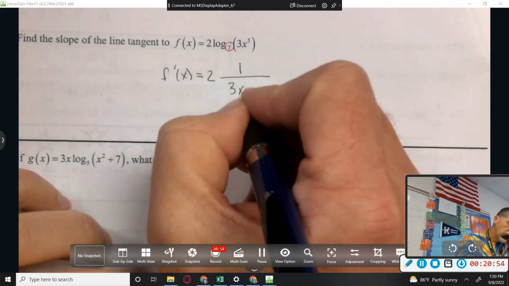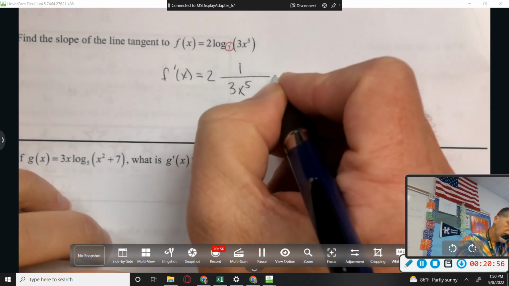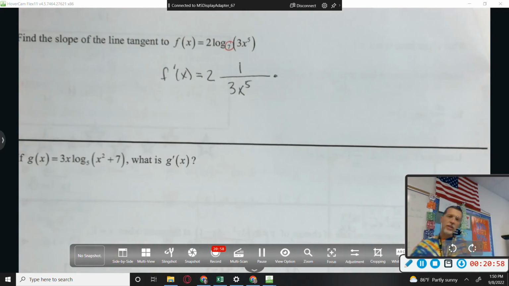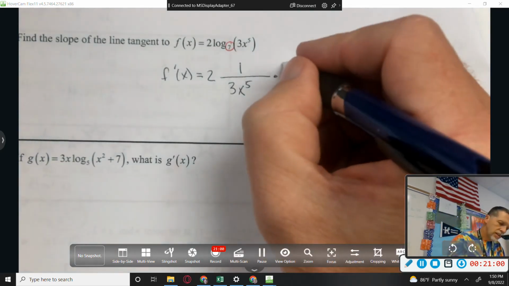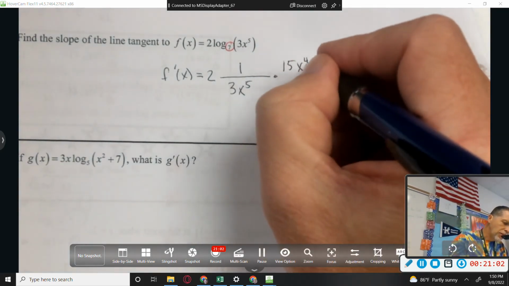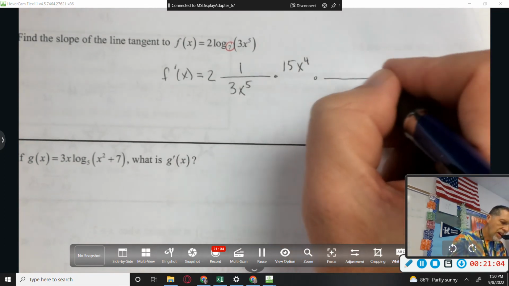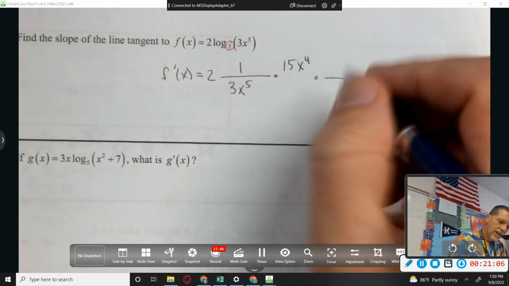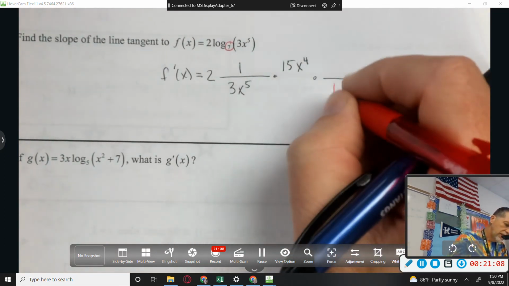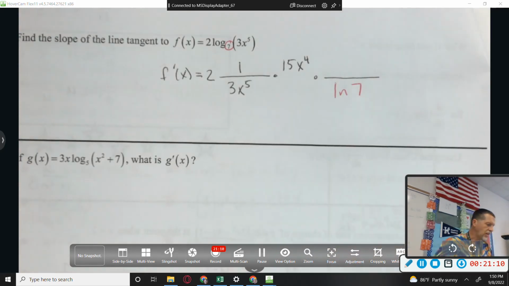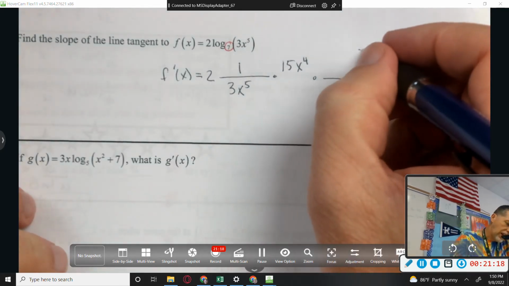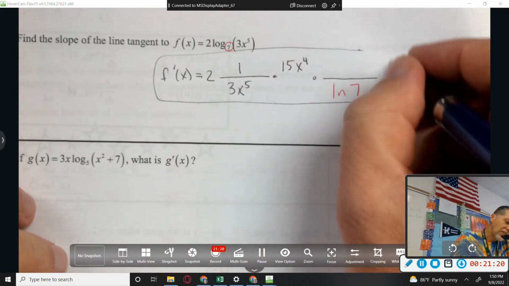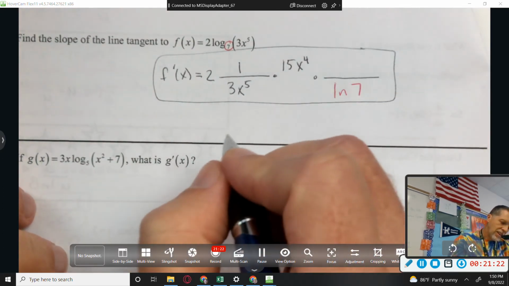1 over 3x to the 5th times the derivative of what's in the bottom, 15x to the 4th, and then divided by natural log of 7. And once again, there's cleanup opportunities. Like, that's my favorite answer. But, let's see.